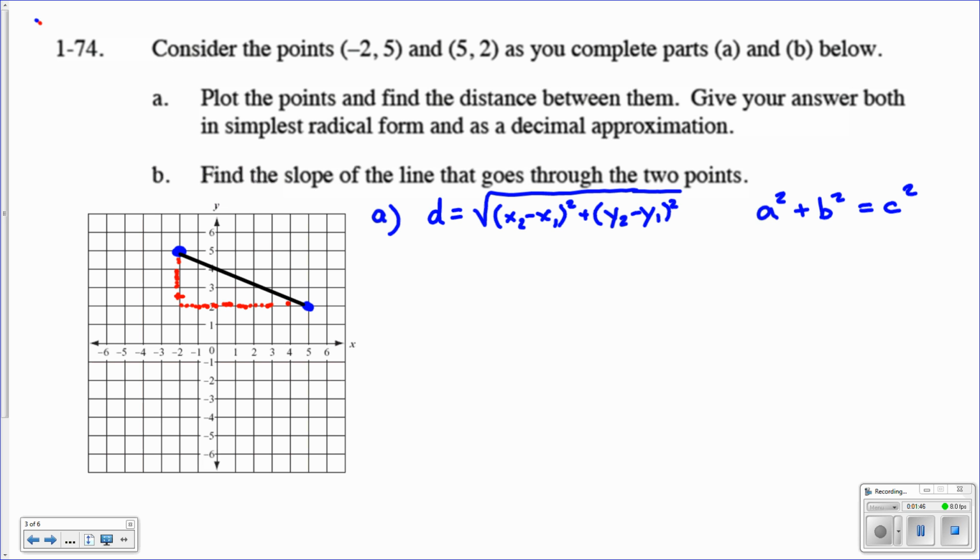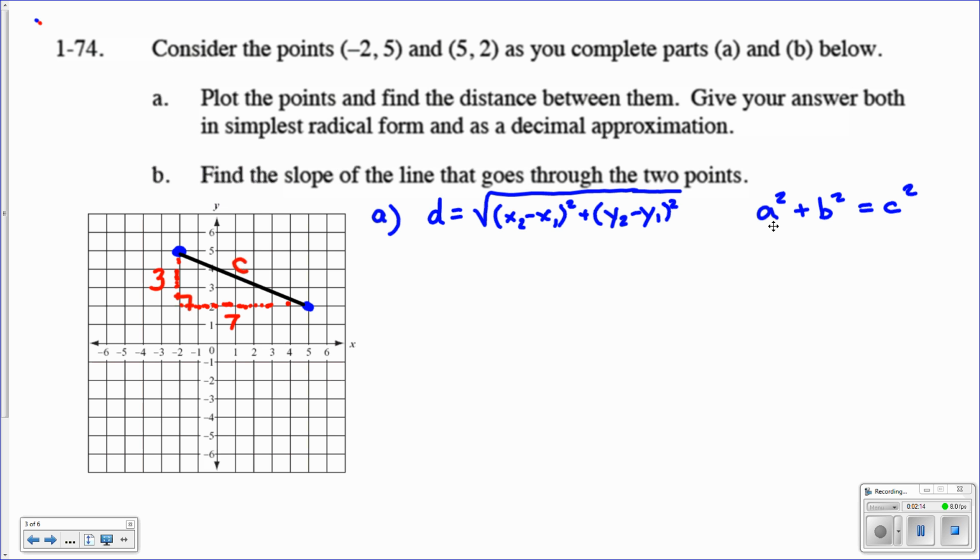There's our right angle. So this is our hypotenuse, and this is the distance that we want to find between the point -2, 5 and the point 5, 2. Let's just go ahead and call that C. Now if we look at the length of this side here, we go from 2 all the way up to 5, so our distance here is 3. And the distance along this edge is going from -2 to +5, so we're at 7.